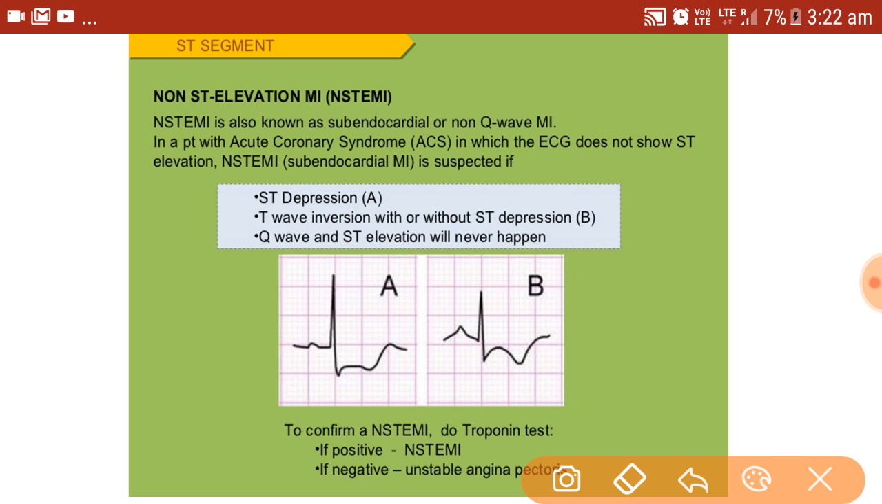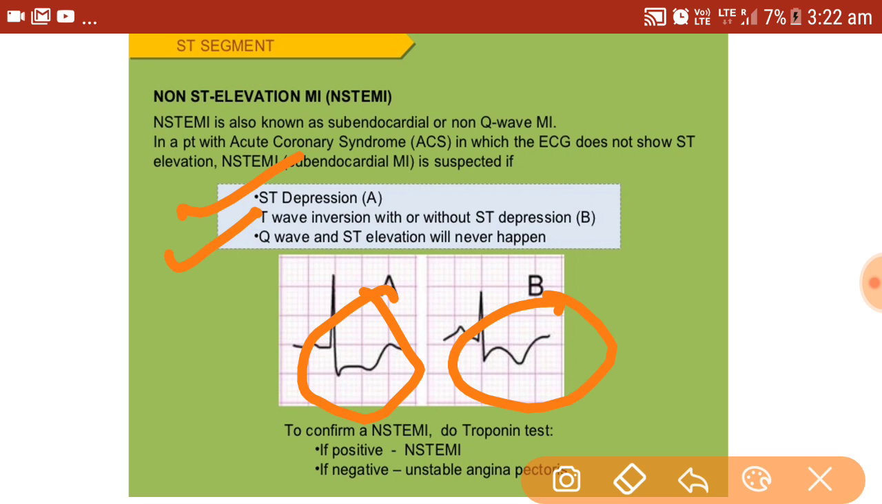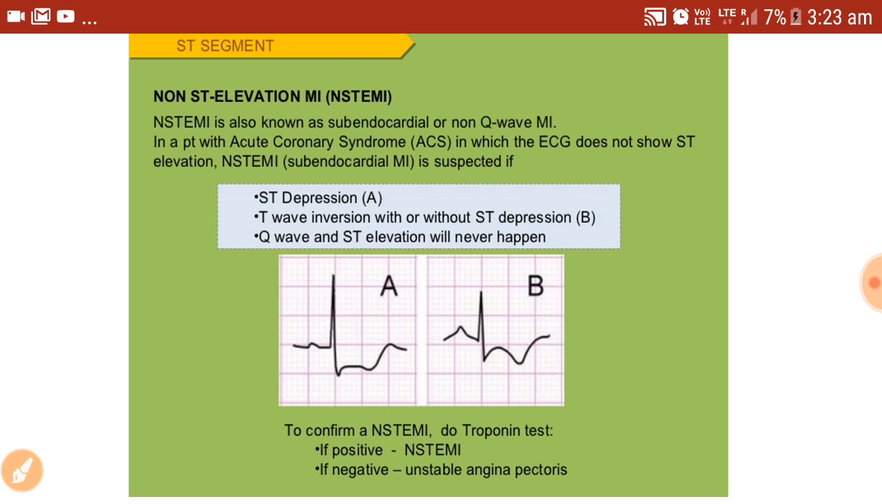Now there is something called non-ST elevation MI. In that, how will you identify it? Here you can see either an ST depression or a T wave inversion, with or without ST depression. Okay, so this is also an MI, but here you don't see an ST elevation. It is also known as subendocardial or non-Q wave MI. So it is very important.